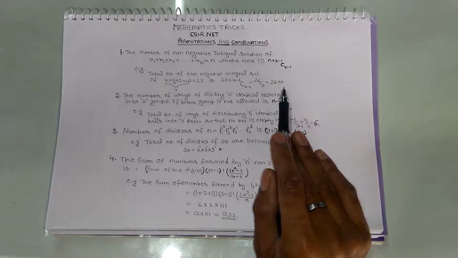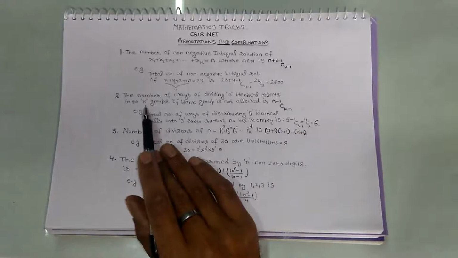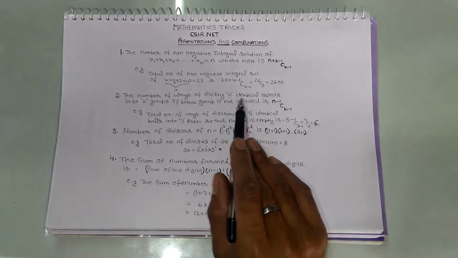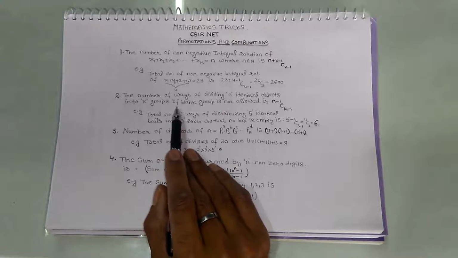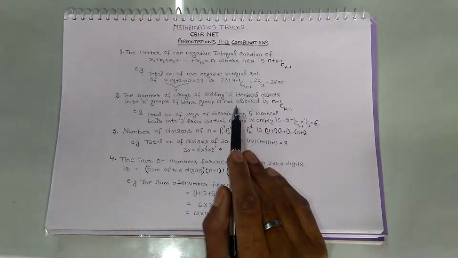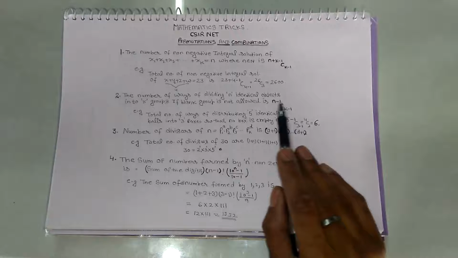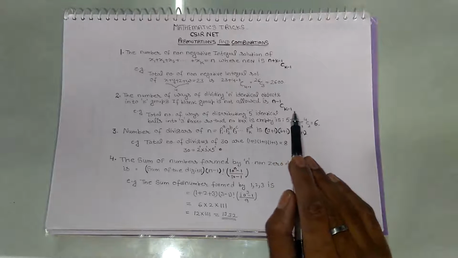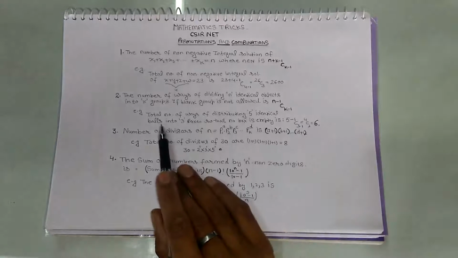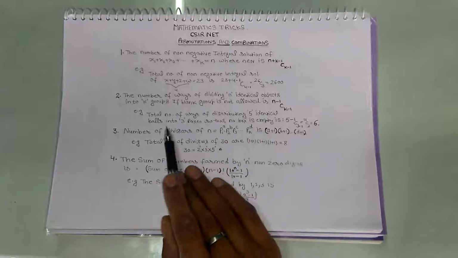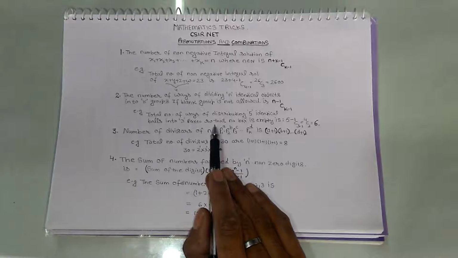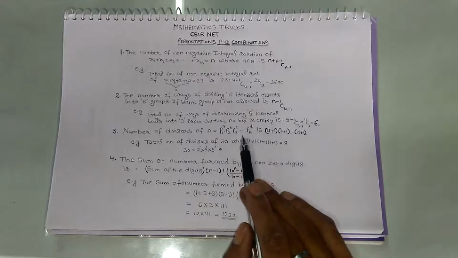Tip number 2, or trick number 2: the number of ways of dividing n identical objects into k groups, if a blank group is not allowed, is n minus 1 c k minus 1. To support this statement, I have taken an example: the total number of ways of distributing 5 identical balls into 3 boxes so that no box is empty.